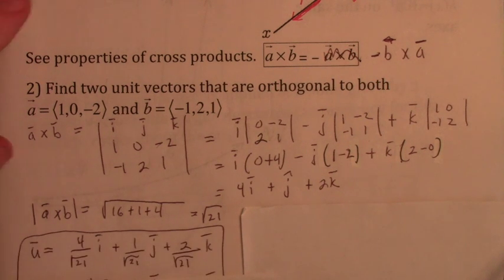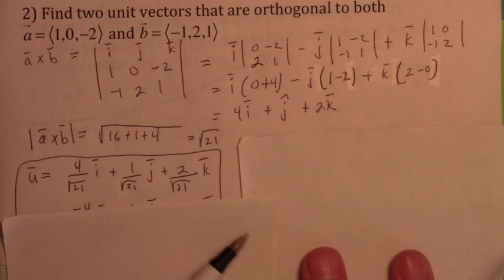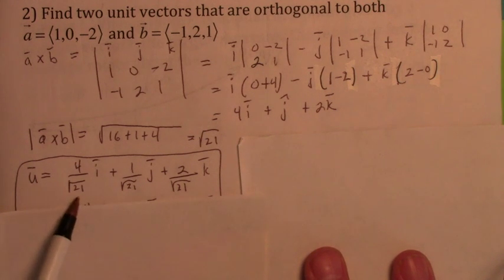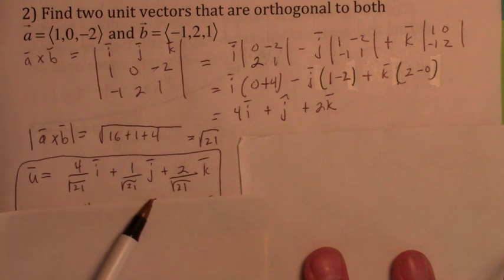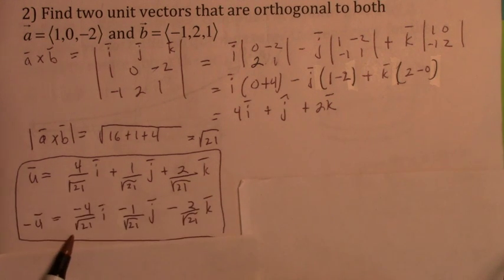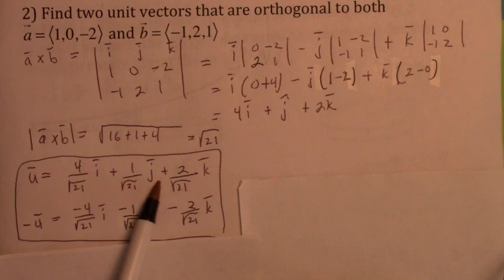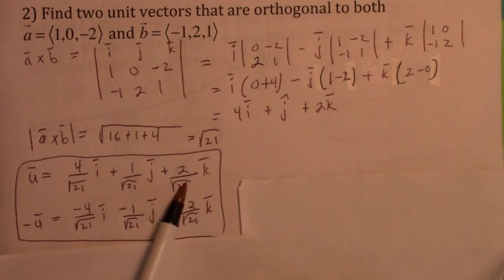So when you divide all of the components by the square root of 21, you've turned the cross product into a unit vector. There's two of them. One is going to be going up, one is going to be going down. I'm not sure which is going up and which is going down; I have to look at these vectors. But this is one unit vector that's orthogonal, and this is another one, the opposite of U.